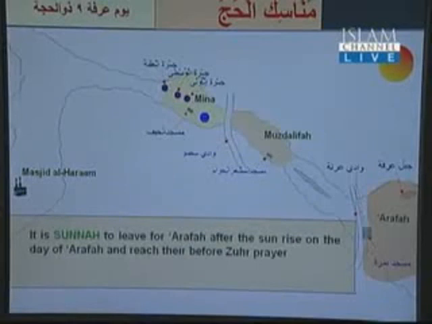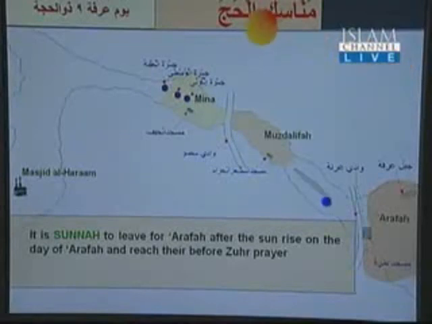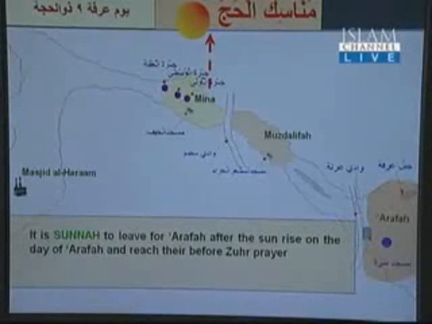The sun would rise, then it's the time to leave Mina. Again, this is a sunnah, to leave Mina straight after sunrise, because that's what Rasulullah sallallahu alaihi wasallam did. When the sun rose on Yom Arafah, he left for Arafah. So from Mina you travel, passing Muzdalifah, and go straight to Arafah. You reach Arafah by about midday, once the sun passes the zenith. This is Zawal.